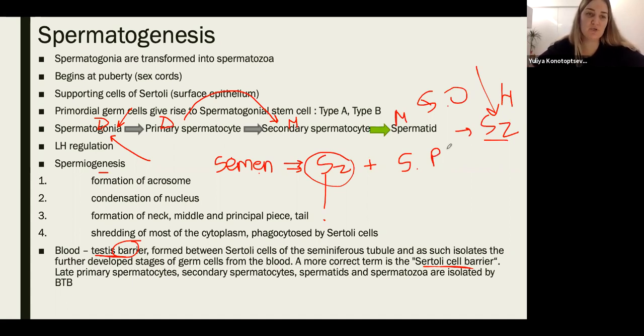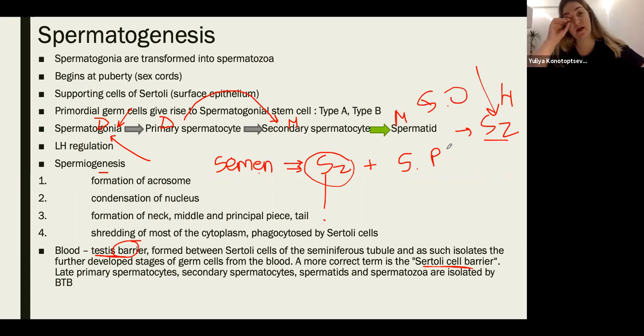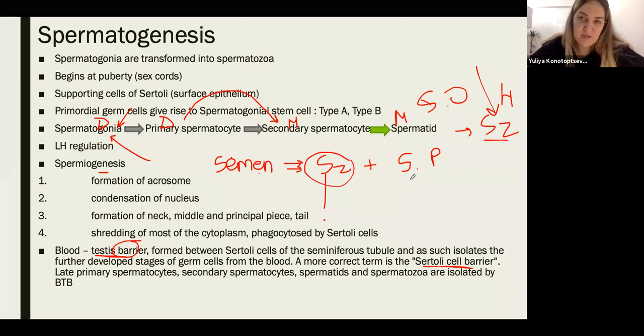Do you guys know where the prostate is? It is under the bladder. Right under the bladder in men, and it kind of wraps around the urethra. That's why with age, men have difficulties with urinating, right? Because the prostate will be constricting the urethra and not allowing the urine to pass through. So seminal plasma is produced by the prostate, and spermatozoa by seminiferous tubules.